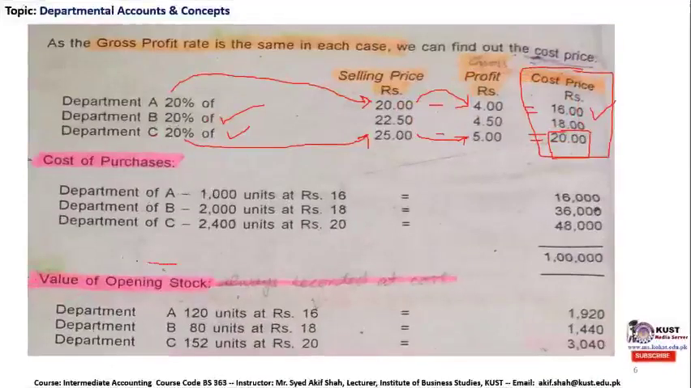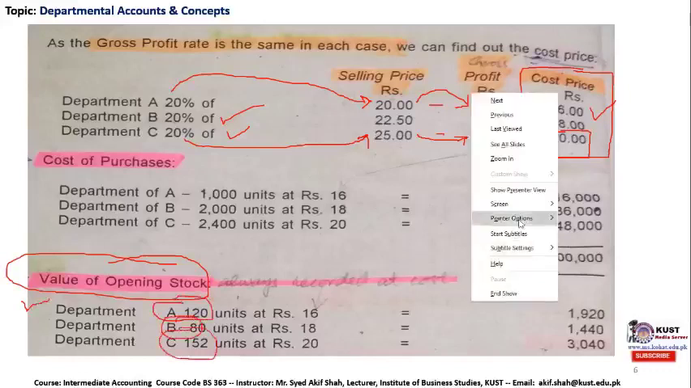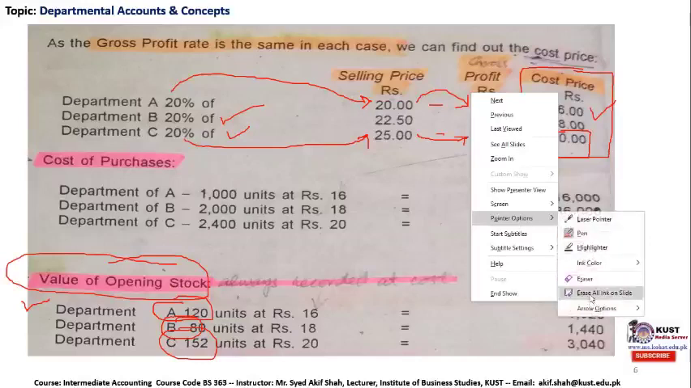So we can see that in order to calculate the opening stock, we must know the opening number of units available in the department. In Department A, we had 120 units. In Department B, we had 80 units, and for Department C, we had 152 units at January 1st of the year.